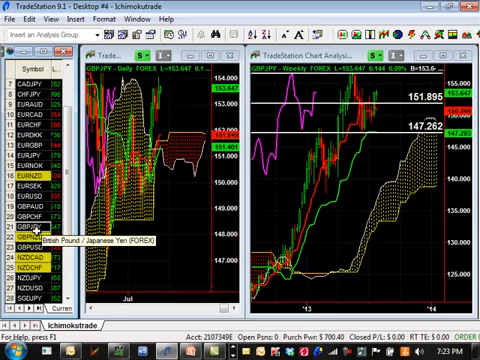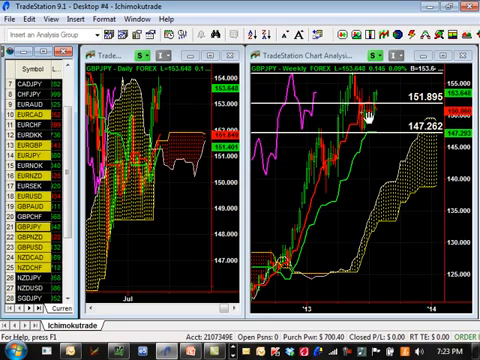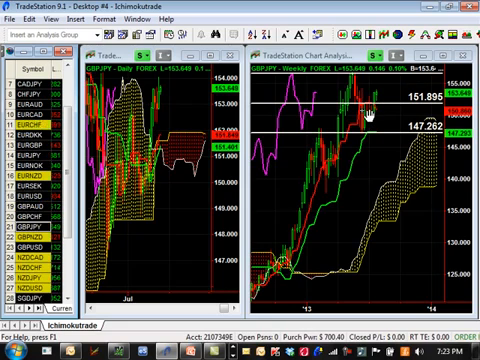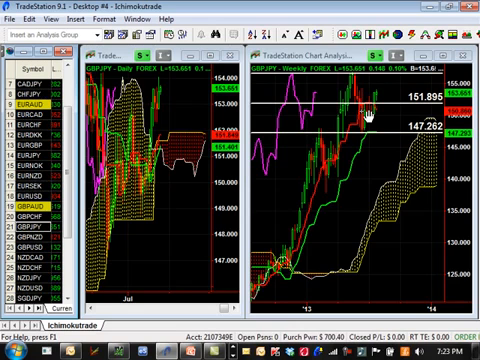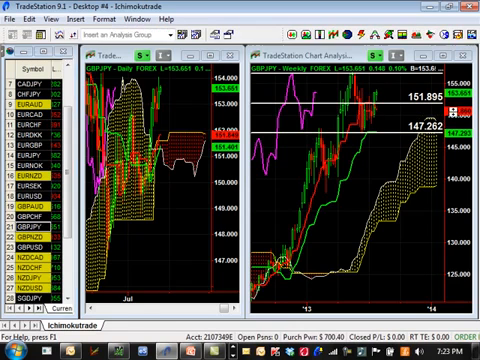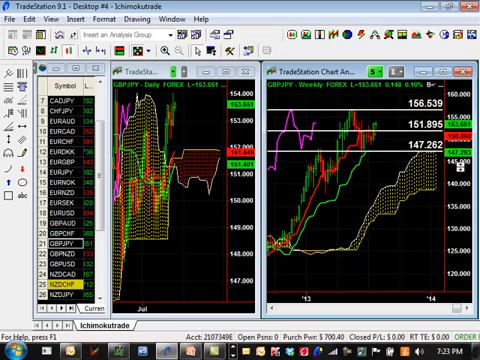Pound Yen is trending basically upward on the weekly, kind of consolidating here on the daily due to this consolidation pattern and pullback here, but basically it's holding the support at 147.26 and 151.89. Resistance, of course, is that the high right there, 156.53.